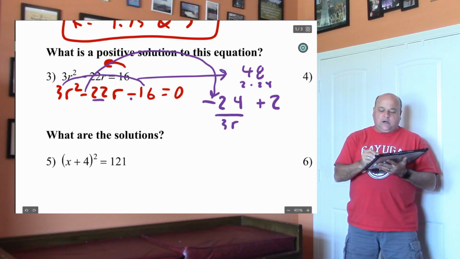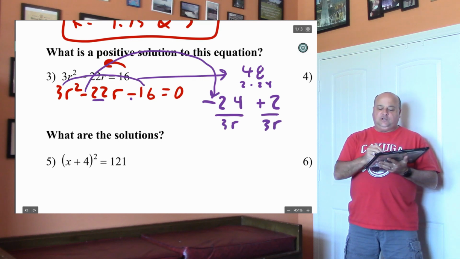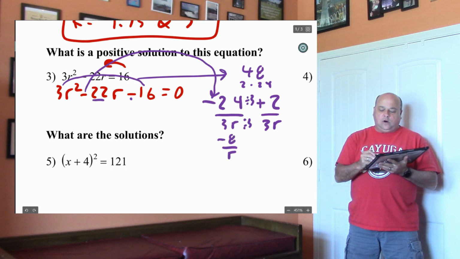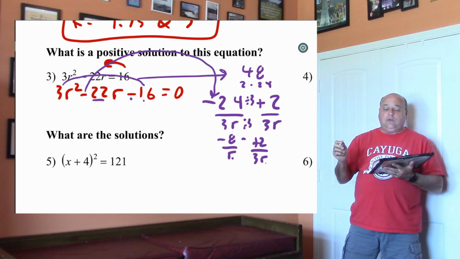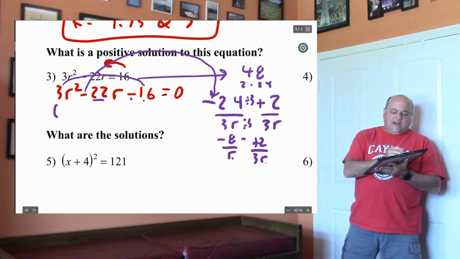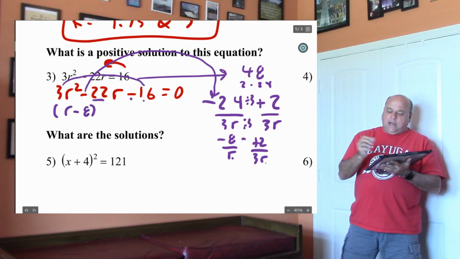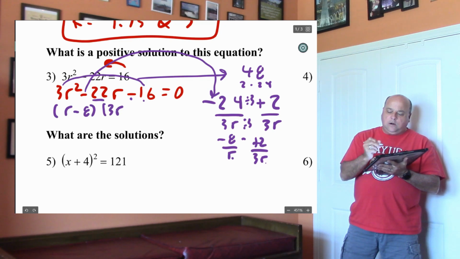Then I'm going to put 3r on the bottom. This over on the left simplifies. You can divide by 3. So I'm going to get negative 8 over r and then plus 2 over 3r. If I multiply the top, negative 8 times 2, I get the negative 16. If I multiply the bottom, 3r times r, I get the 3r squared. Those are my factors. So my first factor is r minus 8, and my second factor is 3r plus 2 equals 0.